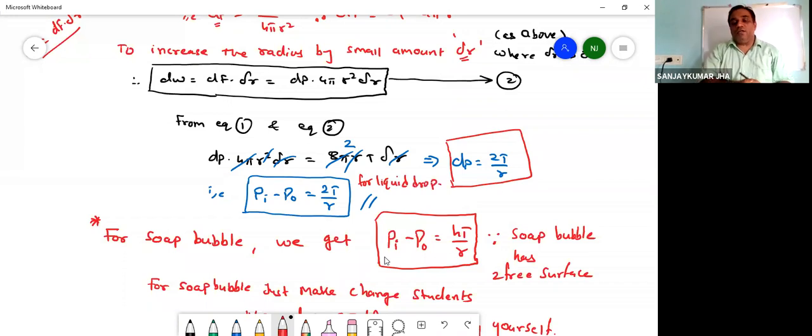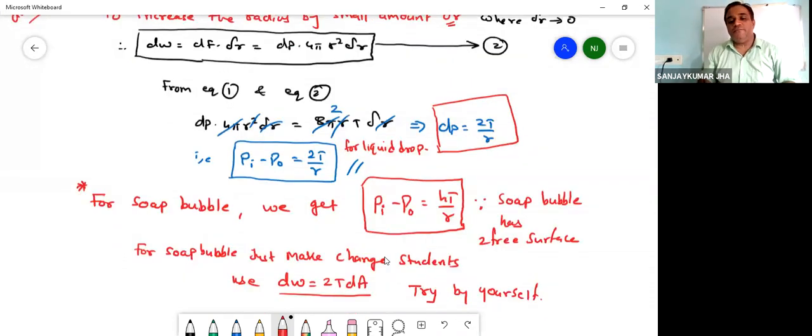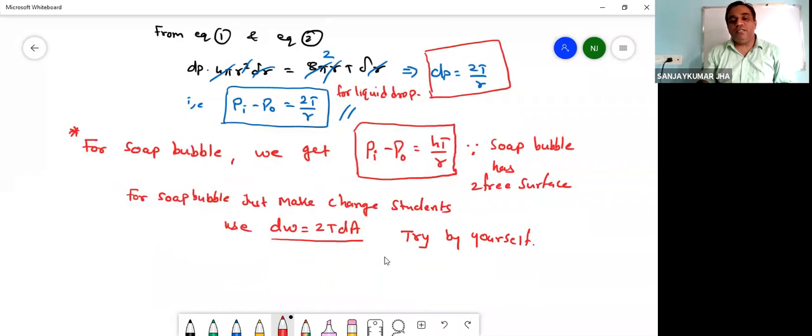Now, your assignment. If you want to proceed for a soap bubble, dear students, you can directly write the answer: Pi minus Po is equal to 4T upon r, since the soap bubble has two free surfaces. I want you to try this derivation, so I give you a hint: for a soap bubble, just make one change in dW is equal to T dA, and try it by yourself. You will definitely get the answer Pi minus Po equal to 4T upon r. This is the derivation for a soap bubble.